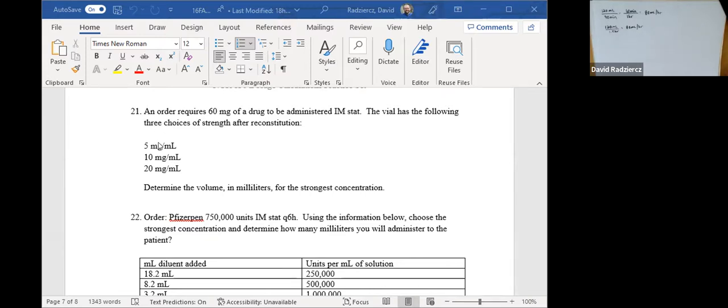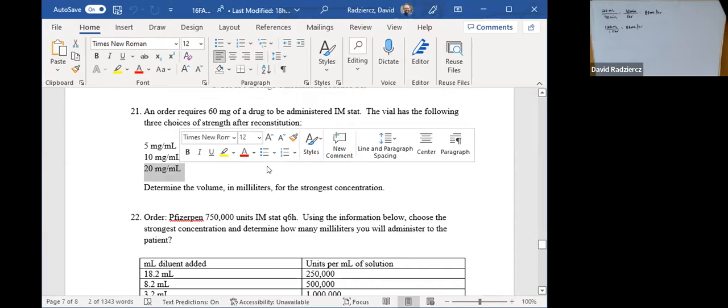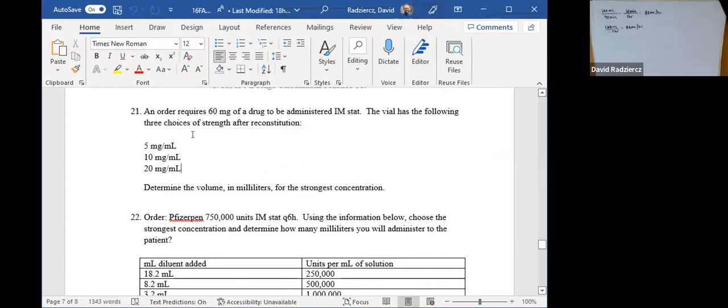There's a 5 milligram per milliliter choice, a 10 milligram per milliliter choice, and a 20 milligram per milliliter choice. And then it says, determine the volume in milliliters for the strongest concentration. So you need to know, what does that mean? Well, strongest means the most of the medication per unit of volume. So in this instance, that would be 20. So 5 would be the least, 10 would be in between, and 20 would be the strongest concentration. So to solve this, you would just take 60 divided by 20, and you would get 3 milliliters as your answer for 21.